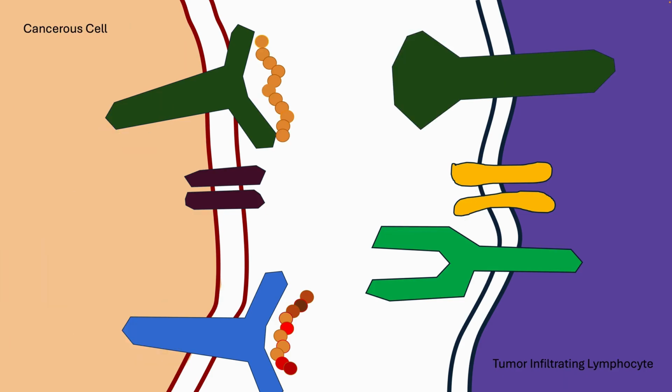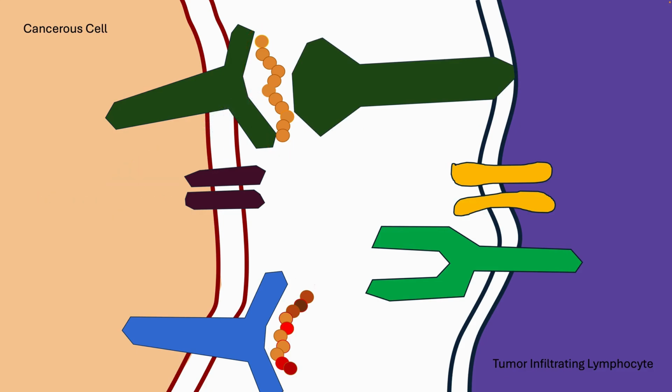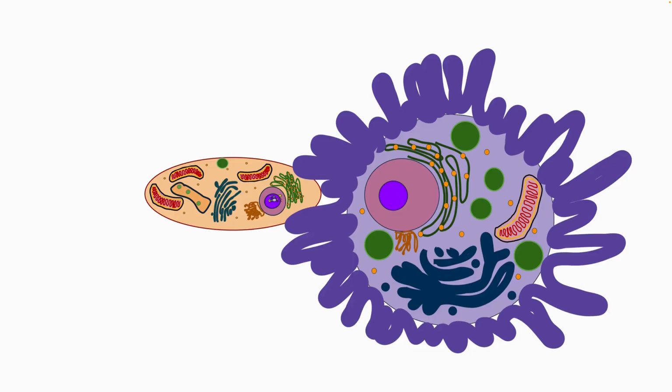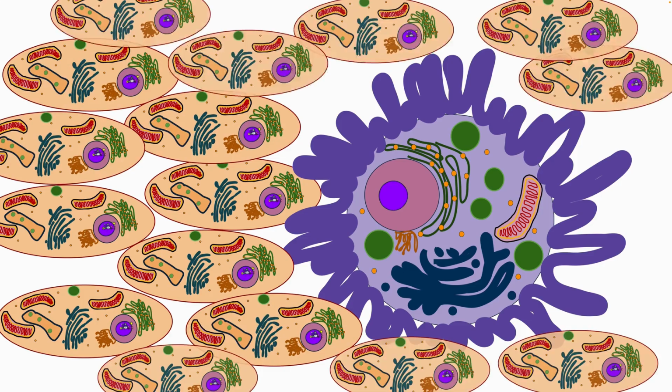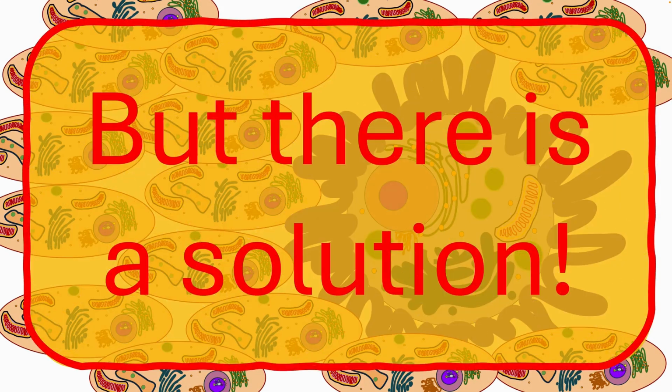However, on rare occasions that the cancer cell is able to produce the correct protein and the T cell lacks the capability to identify the cell as cancerous, then nothing will happen and the cancer will proceed to divide uncontrollably. This is cancer and this is bad, but there's a solution.